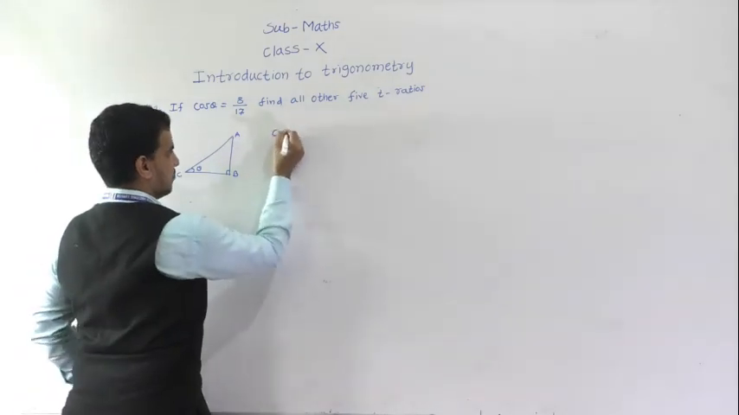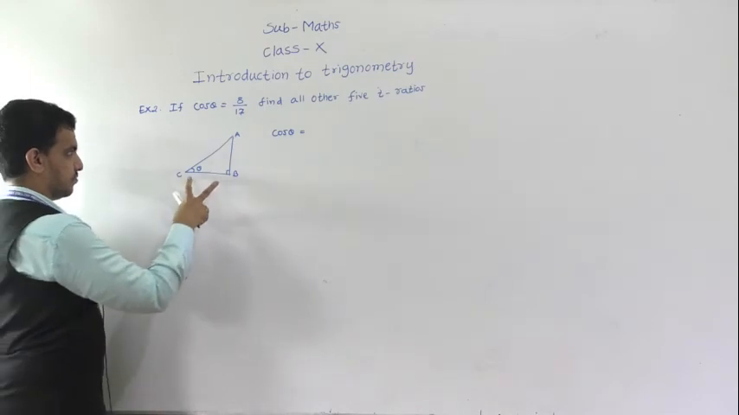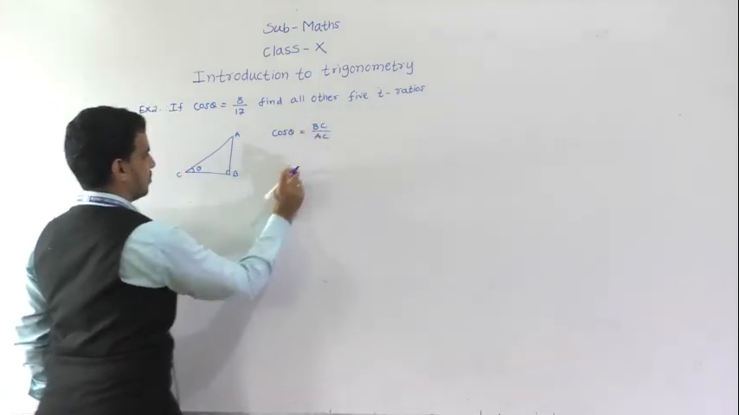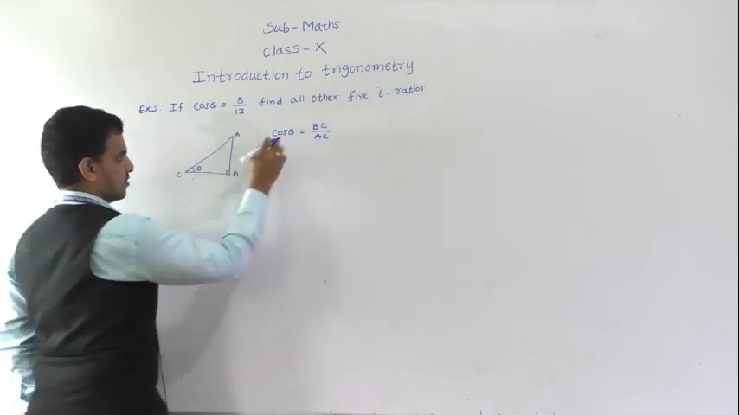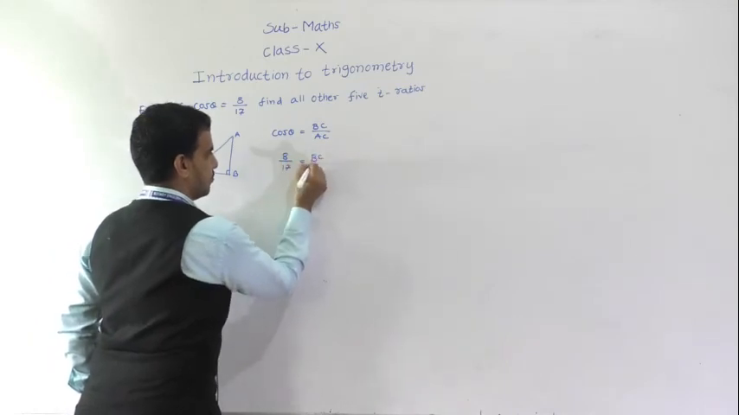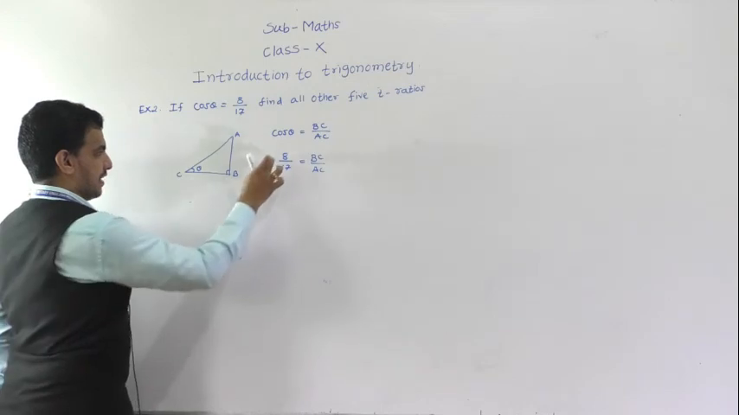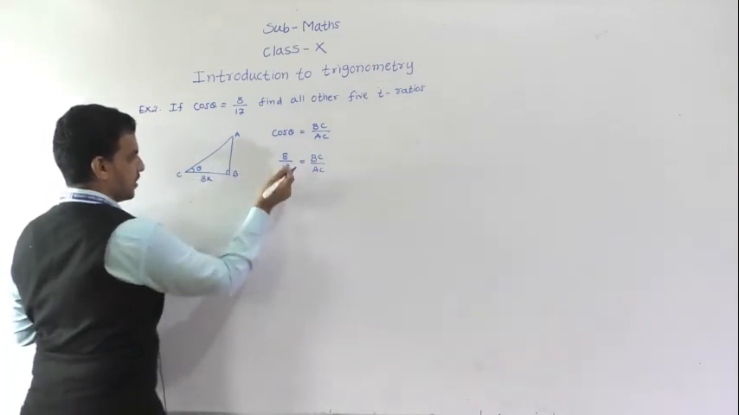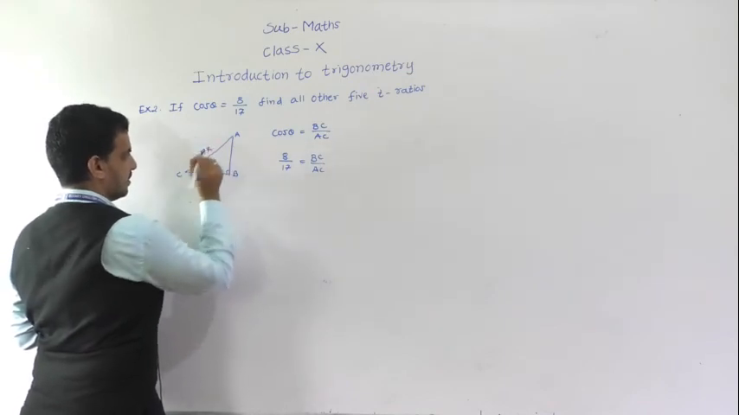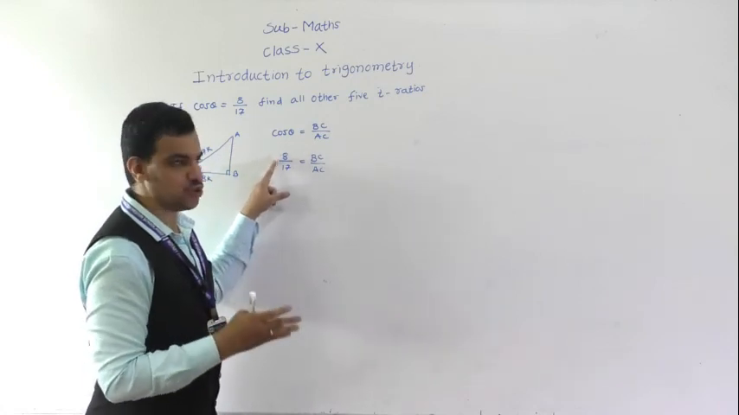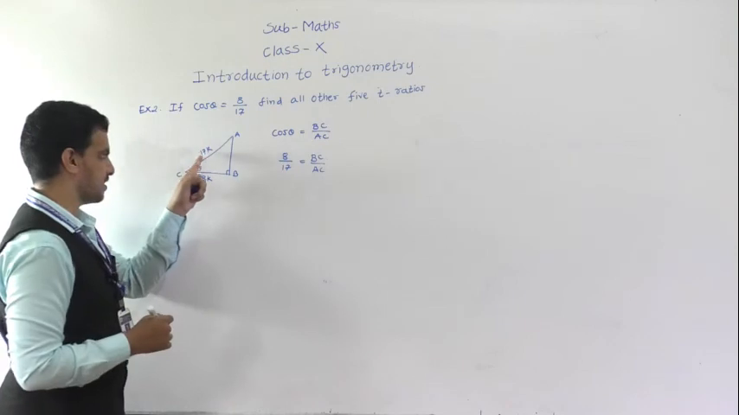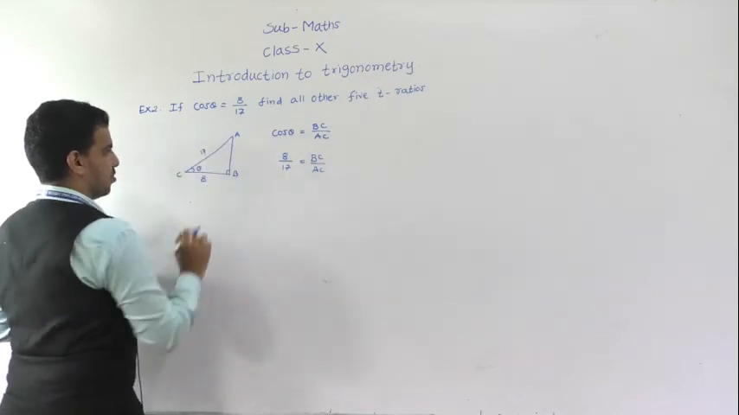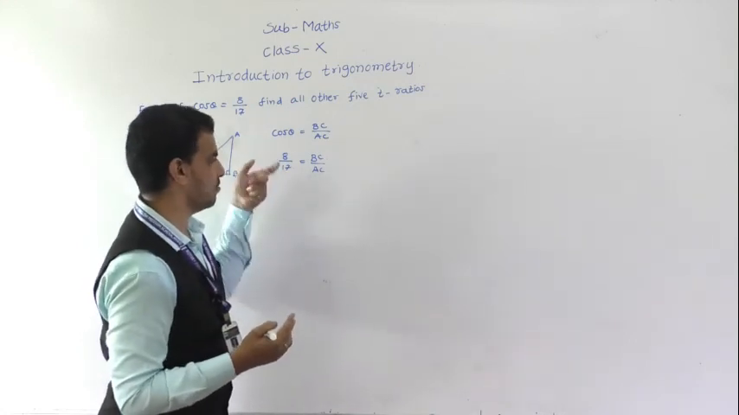Now cos theta, we know, is adjacent side upon hypotenuse. So this is BC upon AC. So cos theta, what is given? 8 by 17 is equal to BC by AC. Here 8 by 17 is a ratio. So you can take BC as 8k and AC as 17k, because these are not actual sides, this is a ratio. Or if you take only 8 and 17, that is also okay, because when we are finding ratios, this k will vanish.